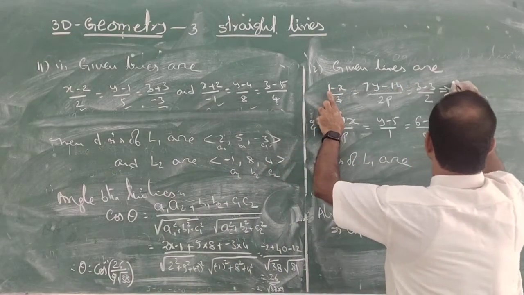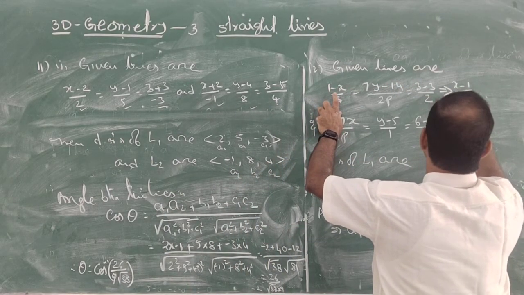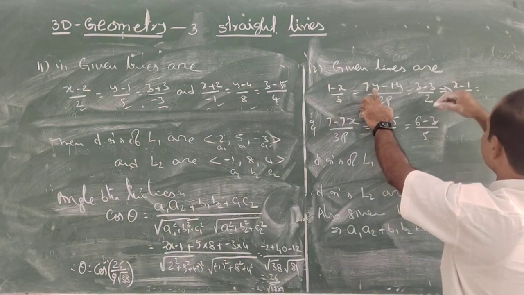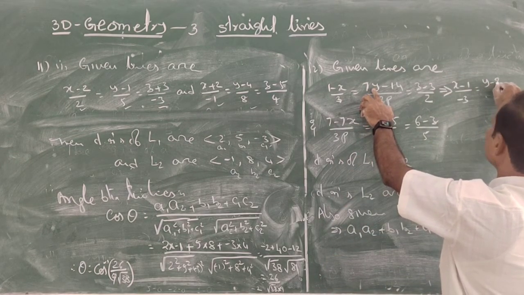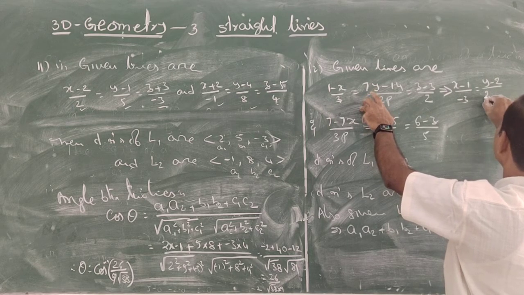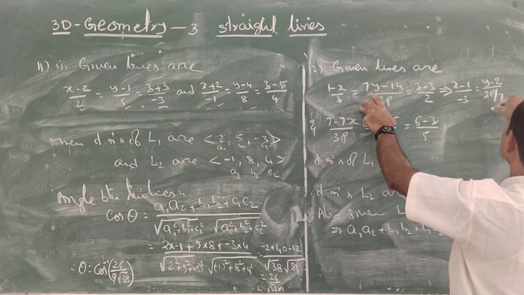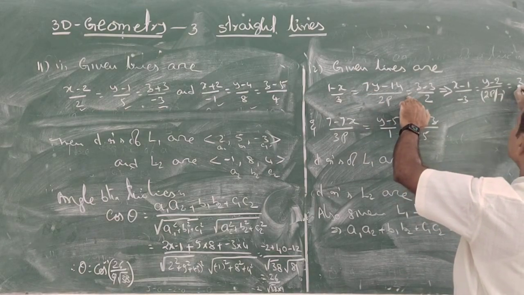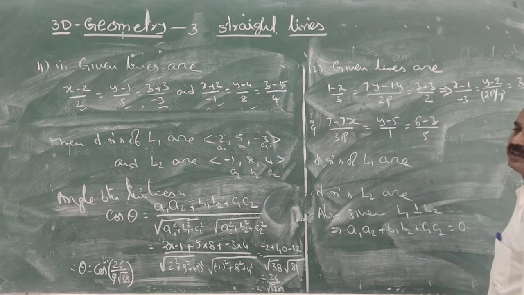So I will change this to x minus 1 by minus 3. And here, if I take 7 as common, this will be y minus 2 by 2p by 7. 7 I am bringing here. 2p by 7 is equals to z minus 3 by 2.